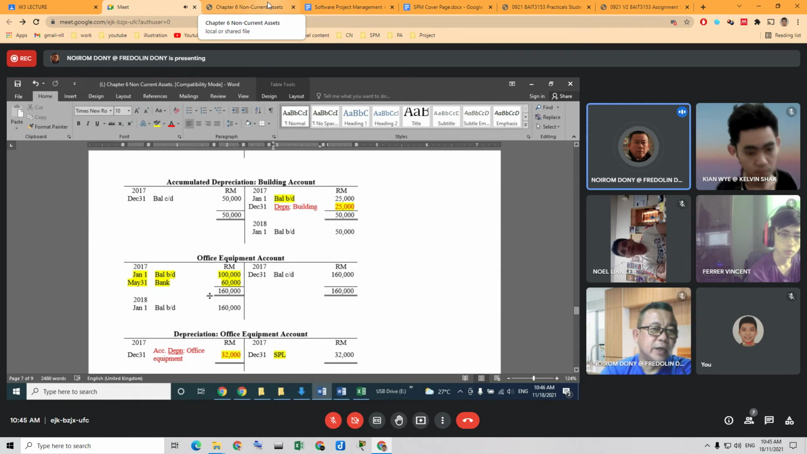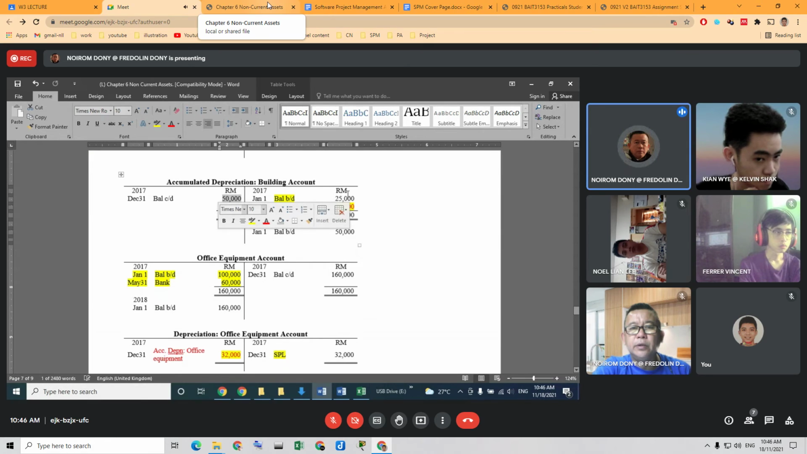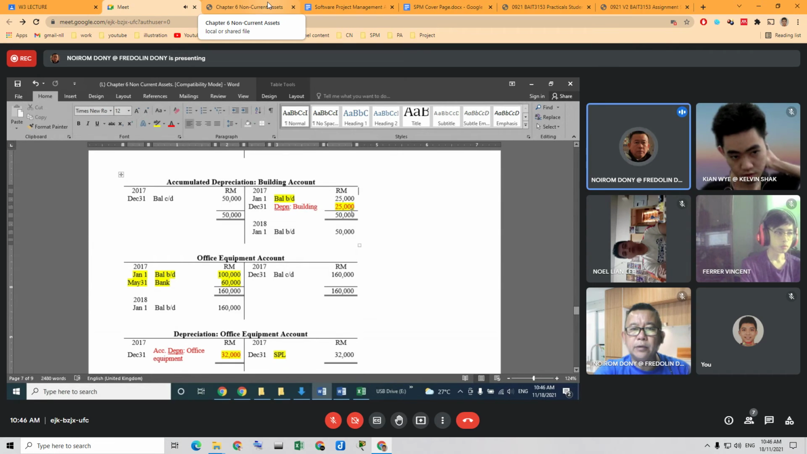Okay, that is for office equipment, asset, debit item. What about the credit item, the liability? So accumulated depreciation. We don't have this yet. The only thing that we have is this credit, the opening and the depreciation. So we make a total single line. It must be on the same row on the top and then a double line underneath.